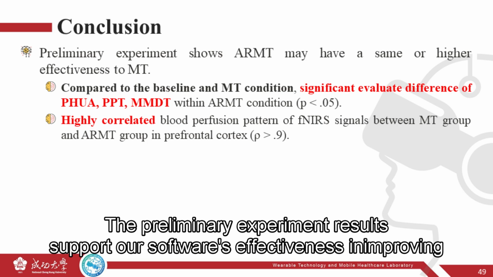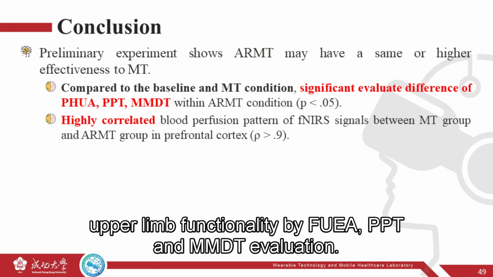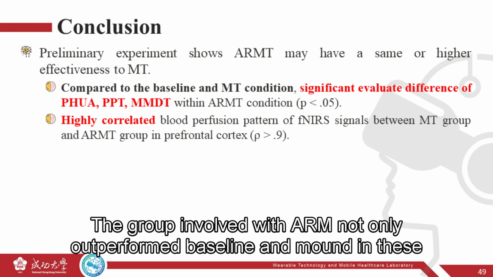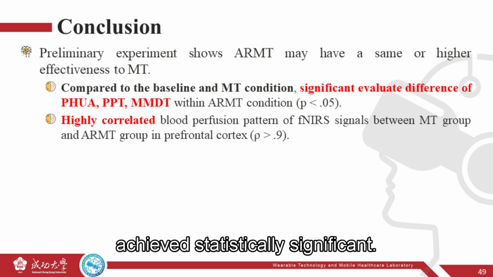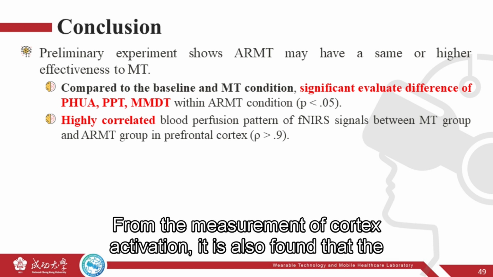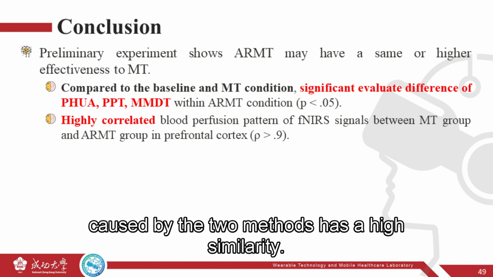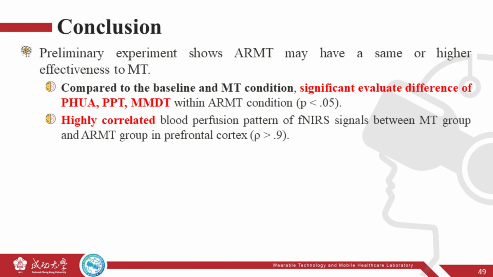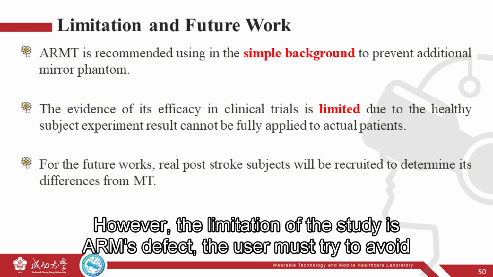The preliminary experiment results support our software's effectiveness in improving upper limb functionality by FMA, PPT and MMDT evaluation. The group involved with ARMT not only outperformed baseline and MOUNT in these tests, but also achieved statistical significance. From the measurement of cortex activation, it is also found that the neural activity caused by the two methods has a high similarity. However, there is a limitation of ARMT's defect.